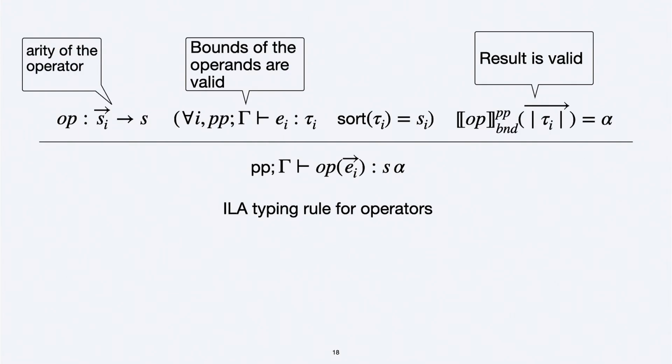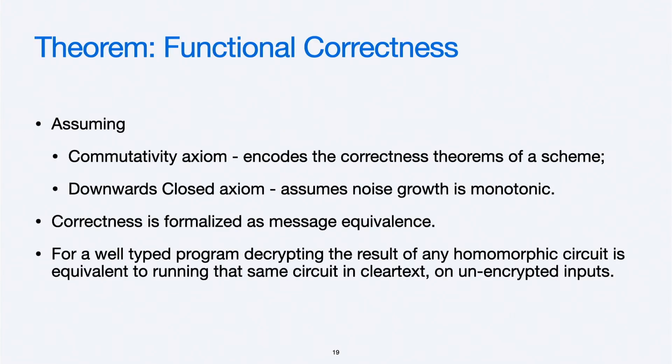And we have the typing rule, which says that a well-typed operator is well-typed if it has correct arity and each expression is well-typed. That means that there are no noise overflows and the result is valid. That means the noise, or the bounds, after applying the operator has no overflows. Assuming this, the commutative axiom is just the commutative axiom of the operators we saw earlier, and the downwards closed axiom is another assumption which says that the noise growth is monotonic. And these two axioms are satisfied by most existing FHE schemes.